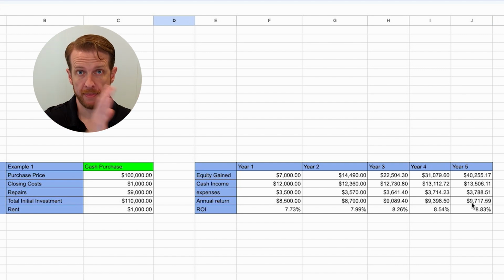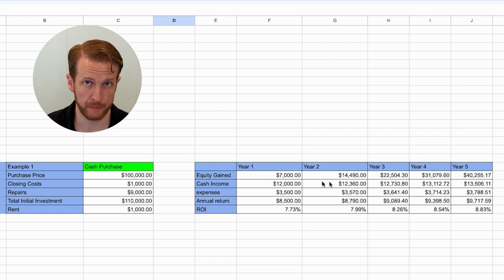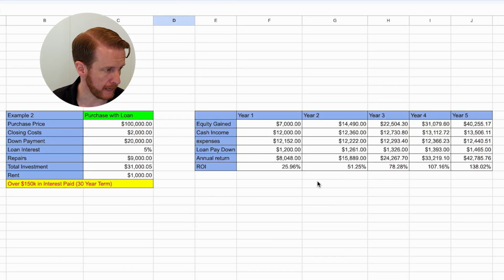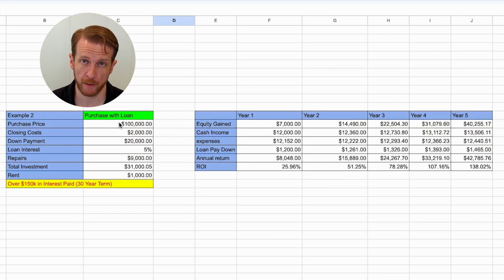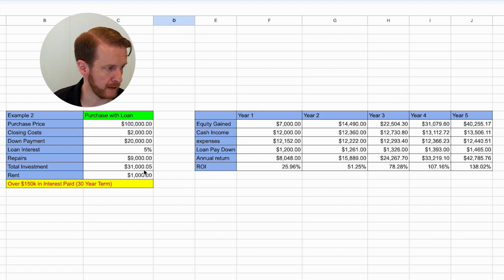Now, to compare this to a property that has debt on it, let's look at our second example because they're dramatically different from one to another. All right, here we purchased a rental property, same $100,000 property, and we have $2,000 in closing costs because there's a lender point added in there. And then we have a down payment of $20,000, a lot less out of pocket, okay? Loan interest of 5% and repairs of $9,000. Total investment is around $31,000 out of pocket to buy this with a rent of $1,000.